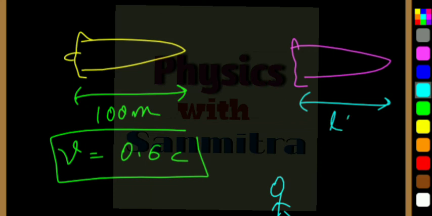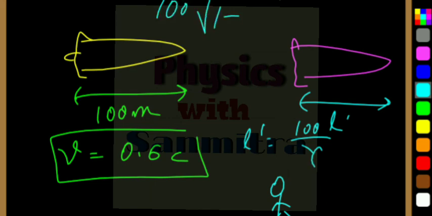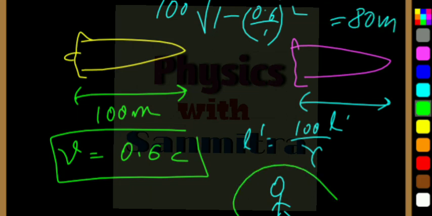L dash is equal to 100 by gamma. What is 100 by gamma? 100 into root over of 1 minus 0.6 whole square, because v square by c square. So 0.6 whole square, that will give 0.8, that will be 80 meter. To an observer here, he or she will observe that it is 80 meter. That is the phenomenon of length contraction.